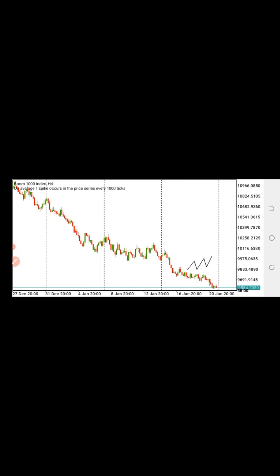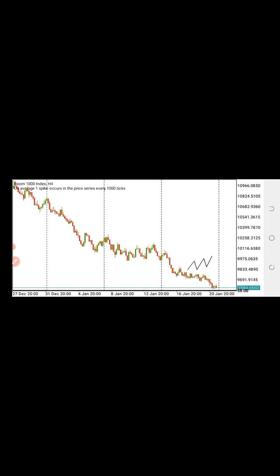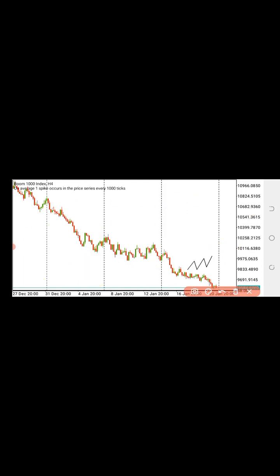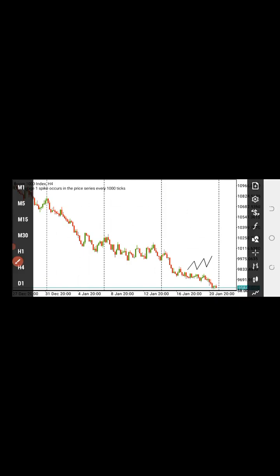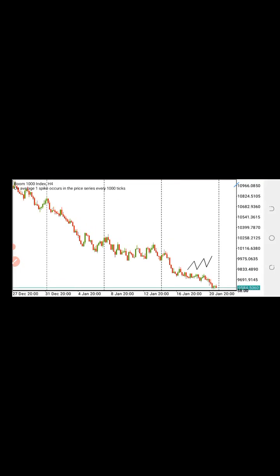Now on our 4 hours time frame, having something like this will get you confused, but you don't need to confuse yourself. Looking at this here, this is going to be my swing high. Let me start from here. This is my swing point here, my swing high, right?